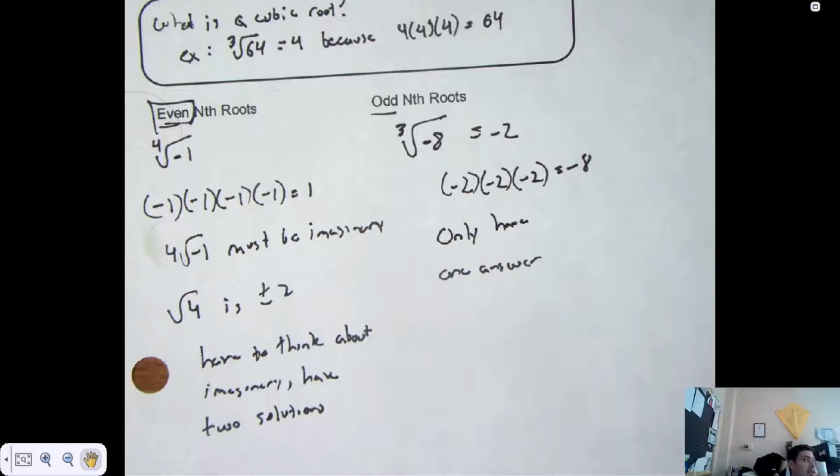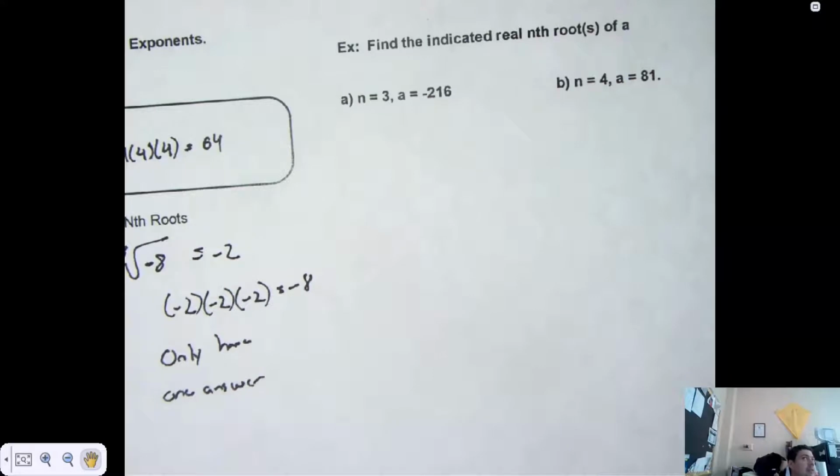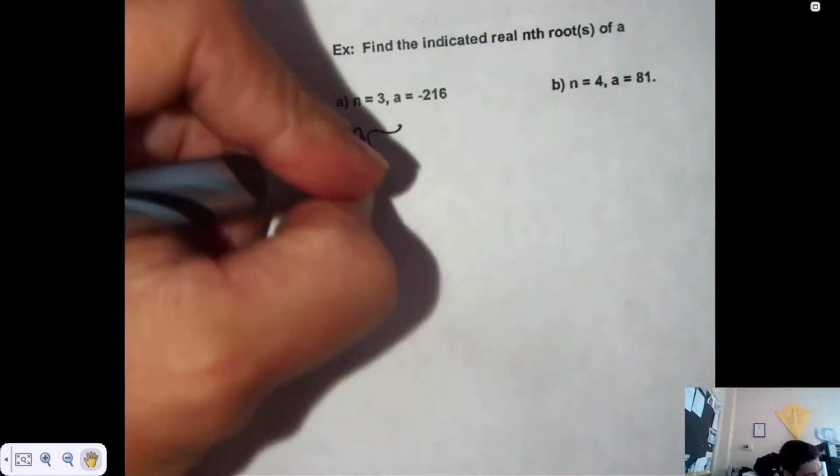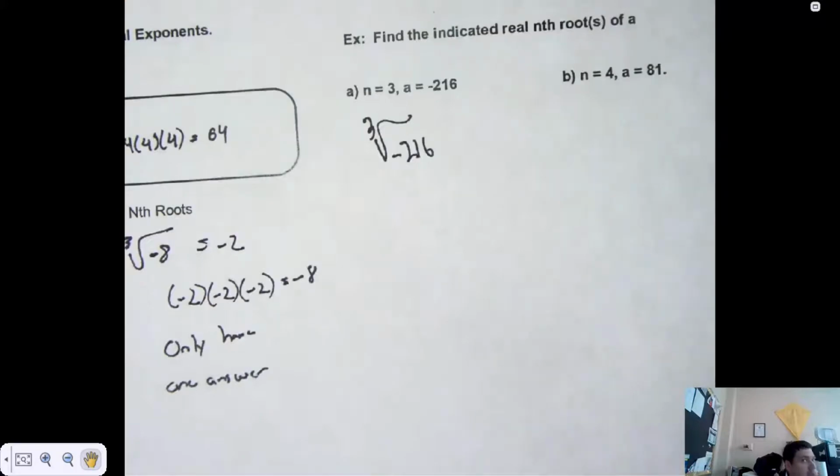Now, I realize that some of y'all's 4th and 5th grade math tables were never memorized, nor were your cubes and your squares. I do realize that you're going to struggle with some of this. Now, here's: find the indicated real nth root of a number. The number is -216 and the root is 3. So this is nth roots. It's the cubic root of -216. I don't expect you to really know that.